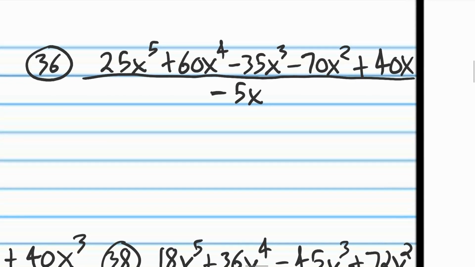All right, we're back. 25 divided by negative 5 is negative 5. And 60 divided by negative 5. I didn't realize that's not one of our multiplication facts. I'm sorry about that. But that would be 12.